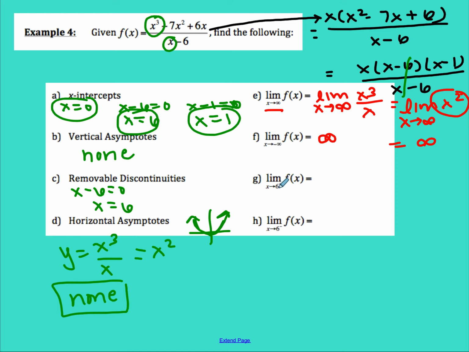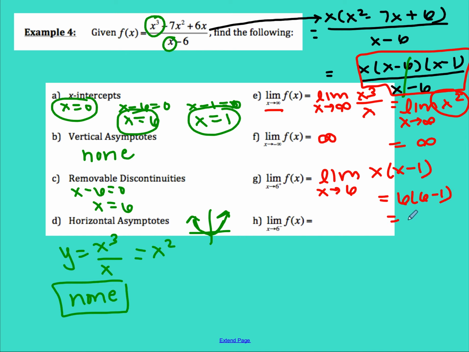Now my limit as x approaches 6. This time, I can't plug 6 into my denominator, but you guys see how it's simplified? So I can use my simplified function in order to find this limit. I don't need to graph it in this case. Since it's a removable, there's a hole going on there. So it's really my limit as x approaches 6, and I'm using the simplified version, so it's really x times x minus 1. So I'd plug in 6. So I'd have 6, and then I'd have 6 minus 1. So it's 6 times 5, which is 30.